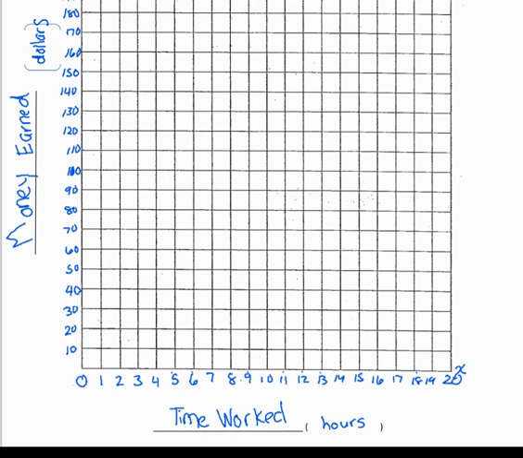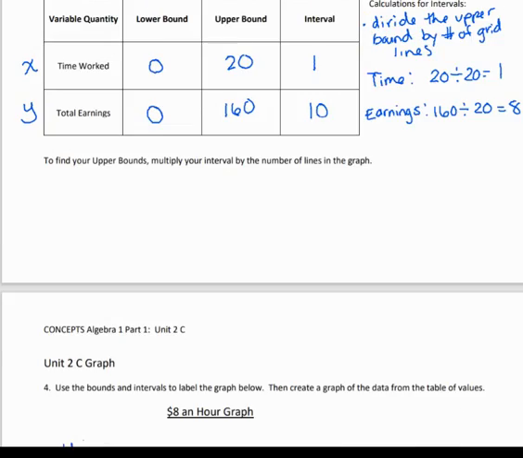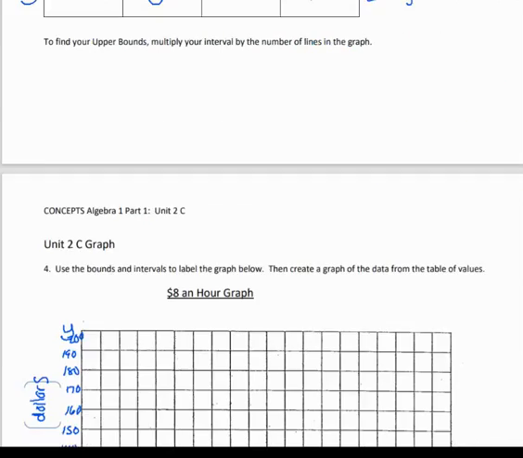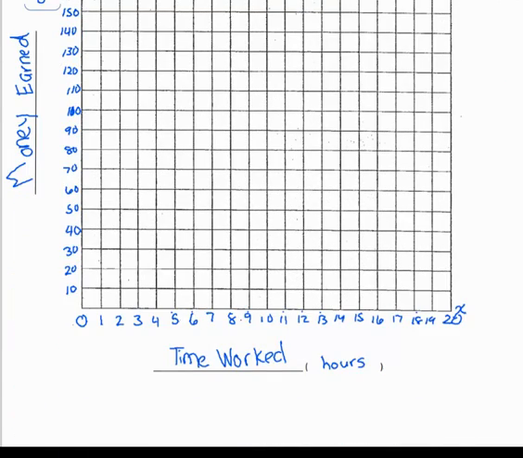All right, so now that you have your graph all labeled, we can actually plot the points. So let's go back to our table from the very top and from yesterday and plot our first point. Our first point is 11.5, 92, right? For 11 and a half hours, we made $92. So I'm going to go over to where time is and go over to 11 and a half hours, which is right between the 11, 12, and then up to 92.